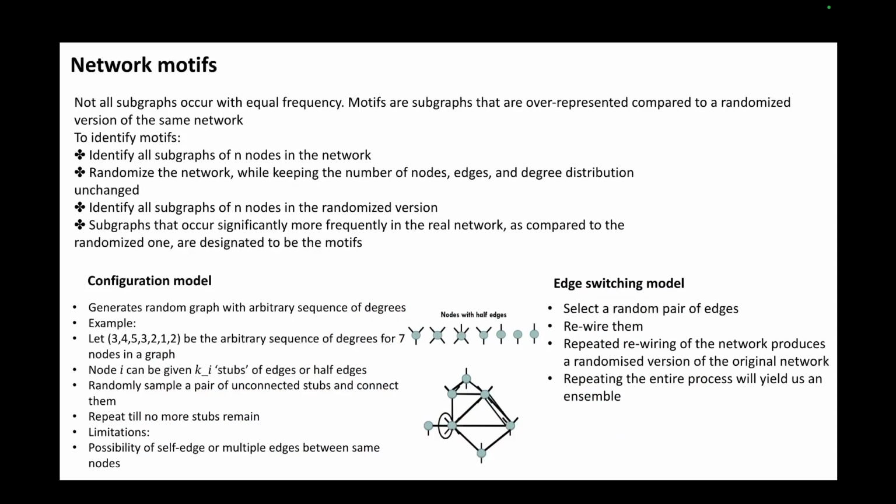Now next comes the concept of network motifs. Basically it's a similar concept to a community in a network. Not all subgraphs in a network will occur with equal frequency. Motifs are those subgraphs that are overrepresented compared to a randomized version of the same network. To identify motifs, you identify all subgraphs of n nodes in the network, and then you randomize this network while keeping the number of nodes, edges, and degree distribution the same. Then you identify all the subgraphs of n nodes in the randomized version, and the subgraphs that occur significantly more in the real network compared to the randomized one are designated as motifs.